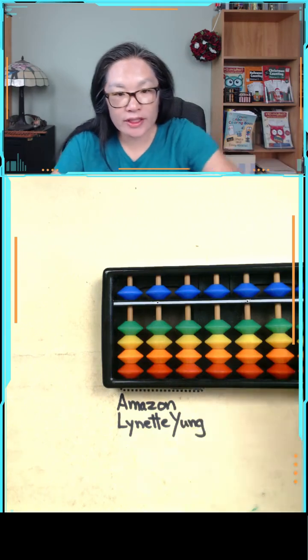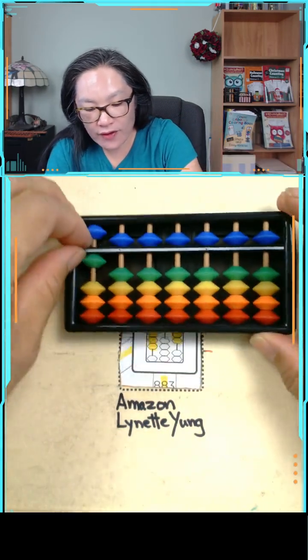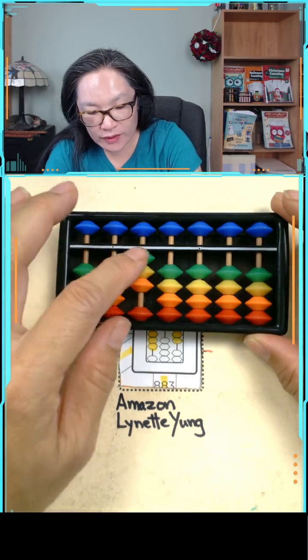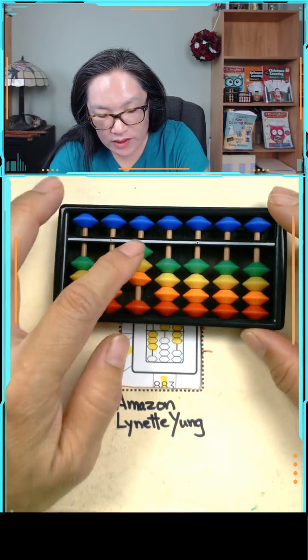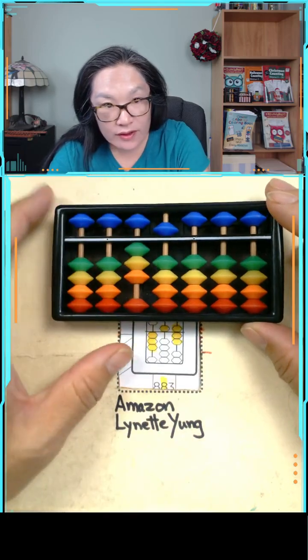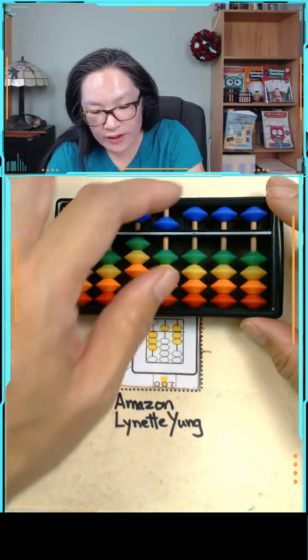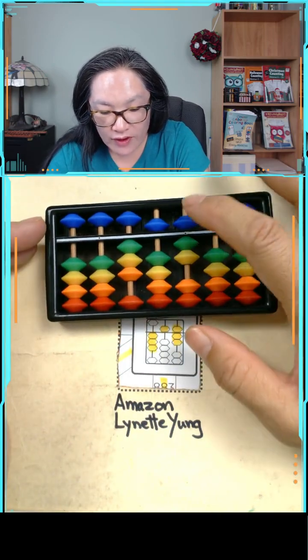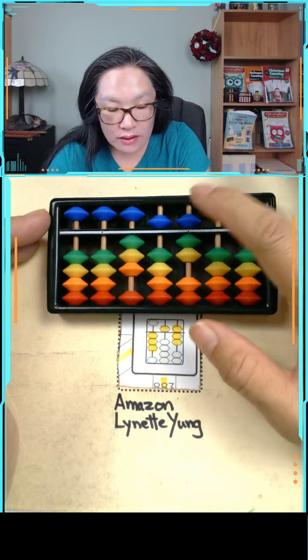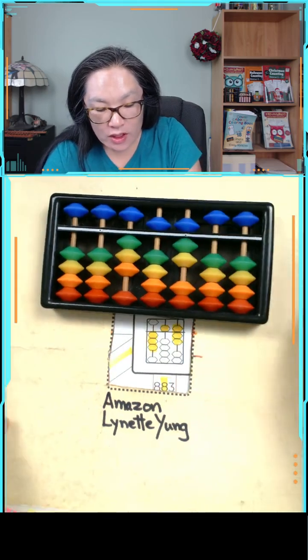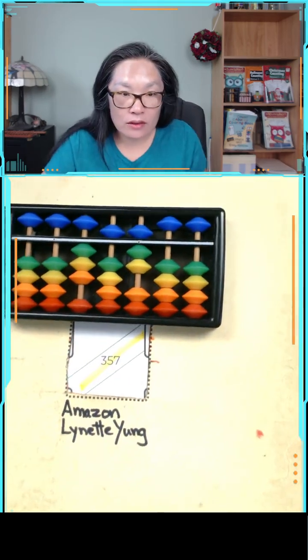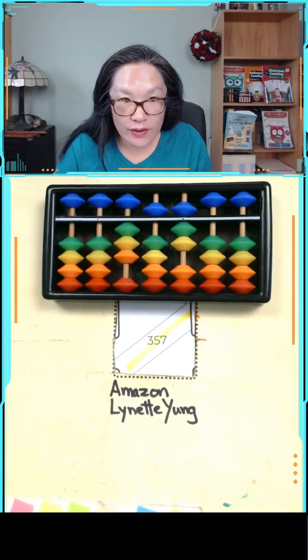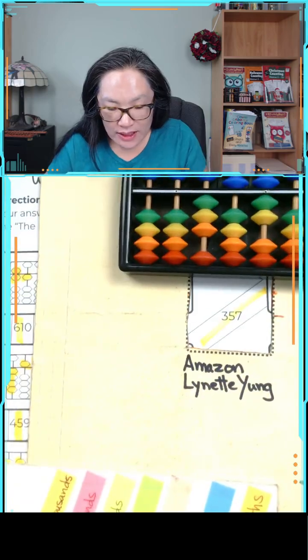Oh, Mark, you're still here. So we have our 3. 1, 2, 3. These are ones. 1, 1, 1. These are 3 ones. This is 5, right? The top bead is always a value of 5. And then we have 7. We have 5 plus 2 is 7. So thank you, BK. Thank you, Mike. Right? So our answer is 357.